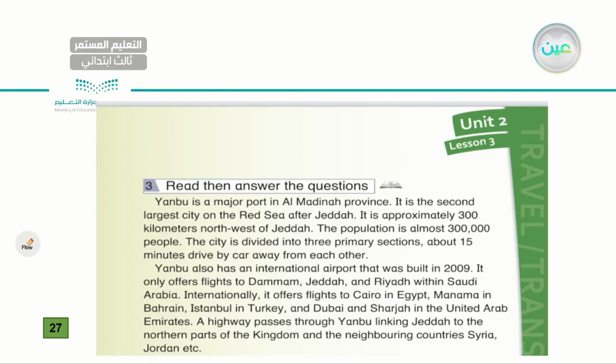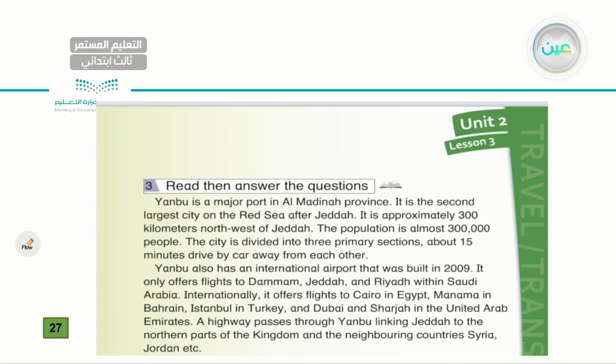A highway passes through Yanbu, linking Jeddah to the northern parts of the kingdom and the neighboring countries, Syria, Jordan, etc. Okay, for the second time, while I'm reading, try to find the answers to the 3 questions at number 4. Let's read.